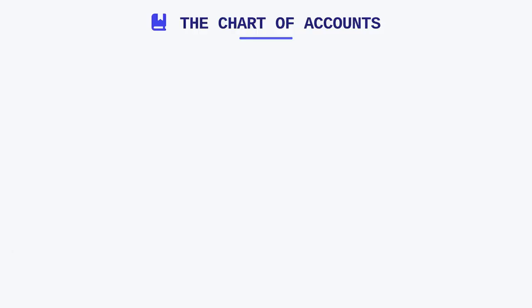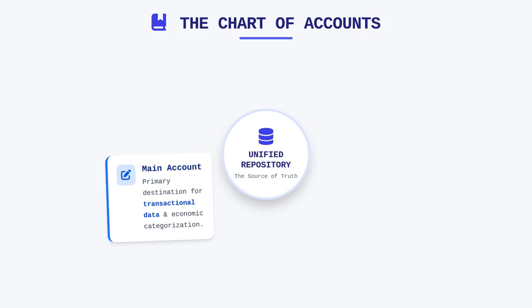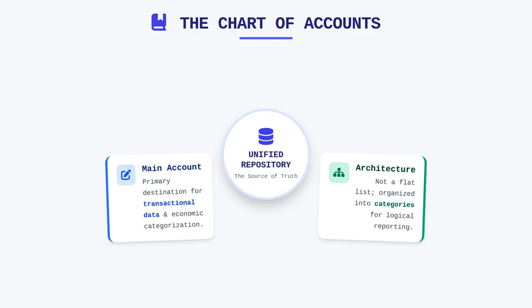The chart of accounts acts as the unified repository for all financial transactions. When you define a main account, you are establishing the primary destination for transactional data, which dictates how the system categorizes economic events. Within the Dynamics 365 finance architecture, this is not merely a flat list of numbers.